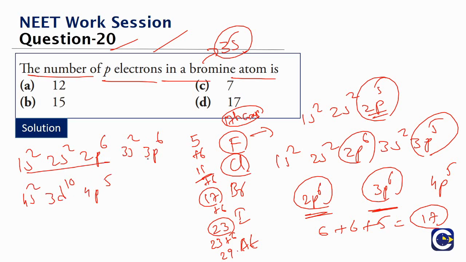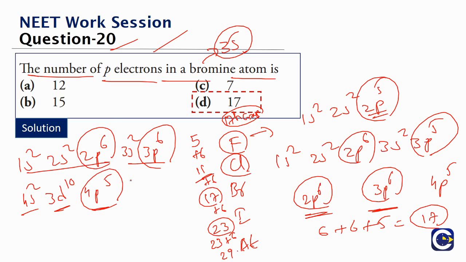So look at it. 10, another 10, 20, 30, 35. Okay, so the number of electrons in the p. Here we have 6 electrons, 6 electrons, 5 electrons. Totally what is it? 6 plus 6 is 12, 12 plus 5 is what? 17. So this way also we can answer. So our correct answer is what? Option D, which is 17 electrons.